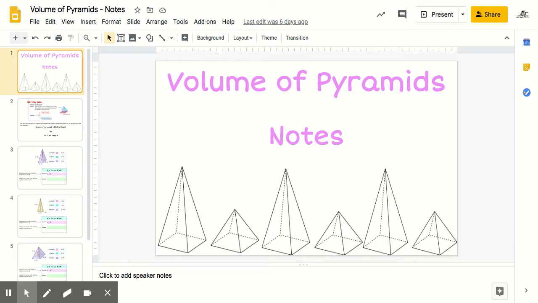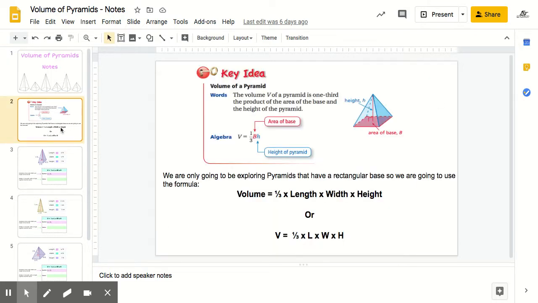Hey everyone, today we are going to be finding the volume of pyramids. Now, in order to find the volume of pyramids, we have a new formula that we need to use. We are only going to be exploring pyramids that have a rectangular base, so we call those rectangular pyramids. And because of that, we are just going to be using this formula right here.